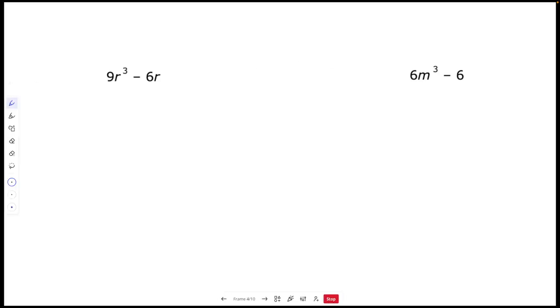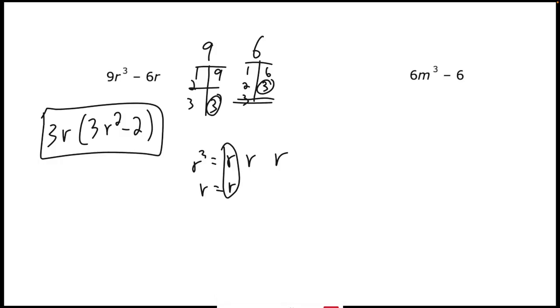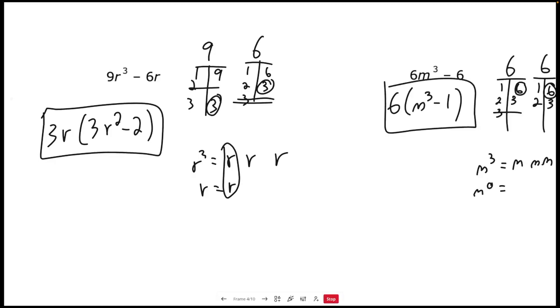Okay, now that you've had time to work these problems, let's check your solutions. For the first problem, here is the work. You should have ended up with 3r(3r squared minus 2). And for the second problem, you should have gotten 6(m to the 3rd minus 1).